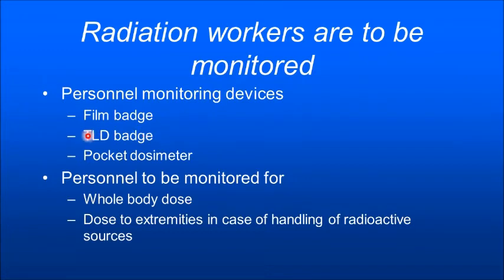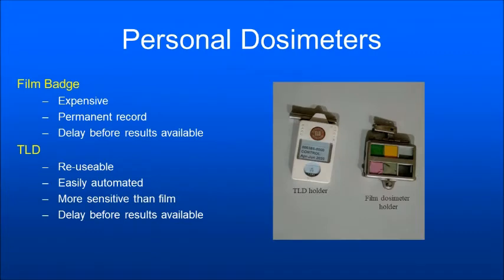Now we have the thermoluminescent dosimeter, which is used as a personal monitoring device, and pocket dosimeters. The personal monitors are used to monitor whole body dose, and in certain specific cases, it is also used to know the dose to extremities, particularly while handling radioactive sources. These are the two personal monitoring detectors which are very commonly used.